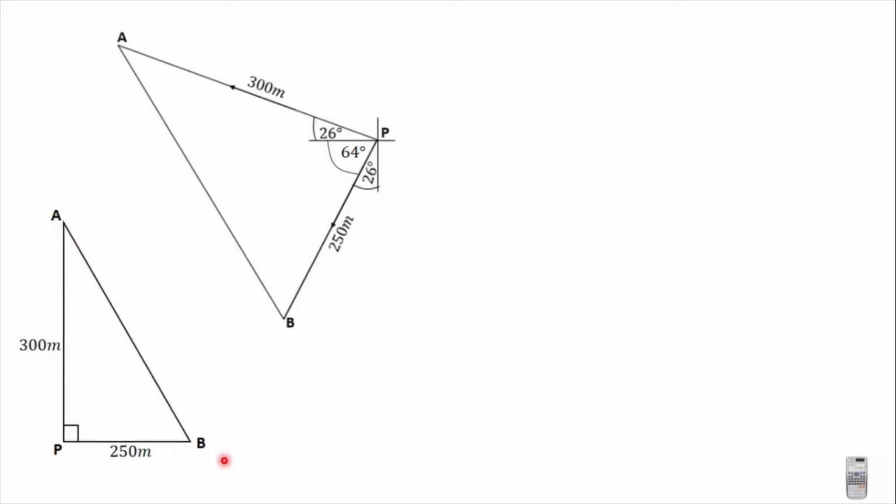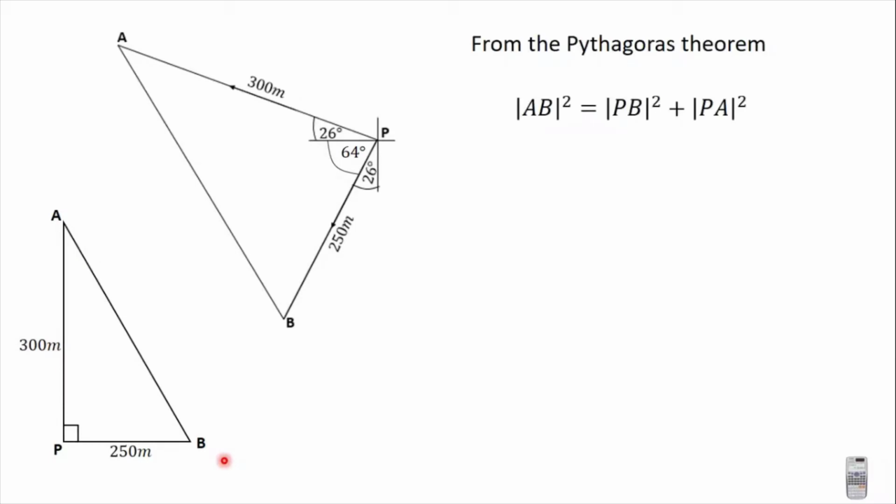We can use the Pythagoras theorem. We know from the Pythagoras theorem that in a right-angled triangle, the square of the hypotenuse, or the longer side, is equal to the sum of the squares of the other two sides. So in this right-angled triangle, the square of AB, which is AB squared, is equal to the sum of the squares of the other two sides. So it's equal to PB squared plus PA squared.